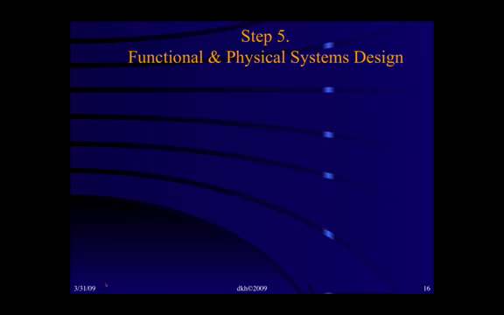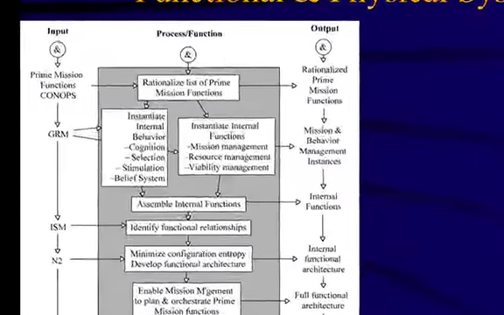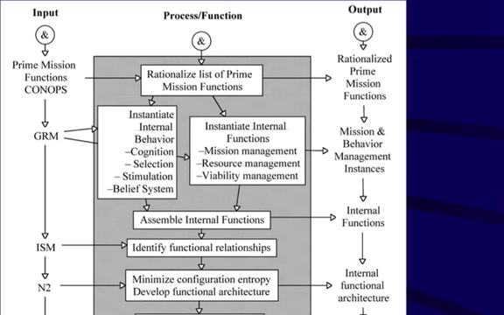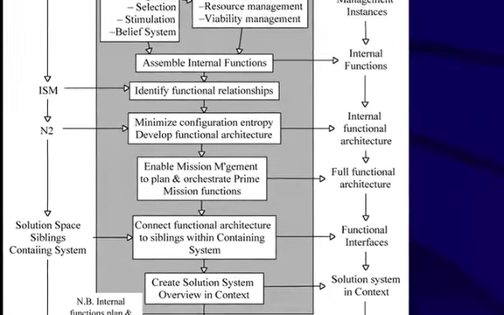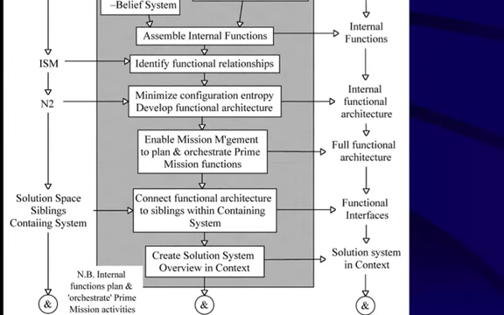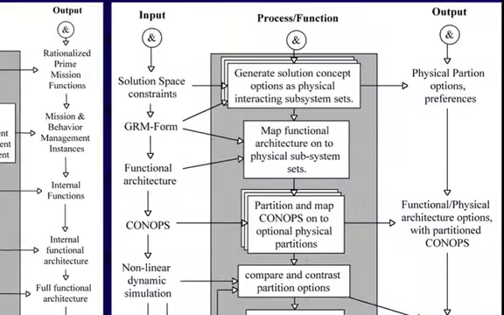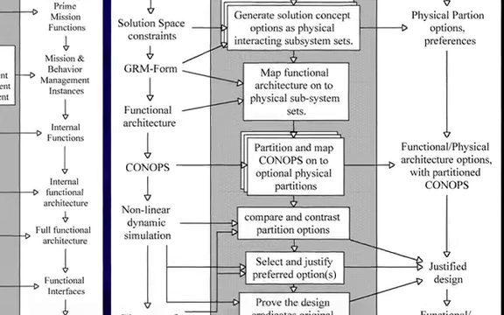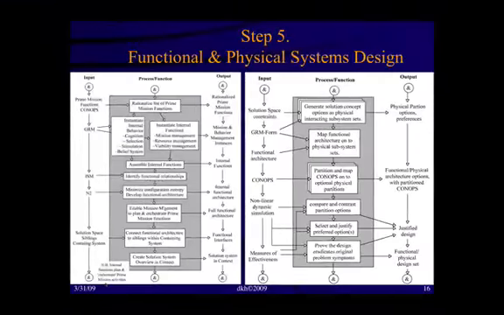Now, step 5, functional and physical system design. First thing you can see on the functional design there is that we're organising the various parts and instantiating them along the lines of the layered model you've just seen. And the output of this is a functional architecture, functional interfaces, and the solution system in context. We map the functional system onto a physical partitioning system, so we get a functional physical design set. So that's the functional and physical architectures.